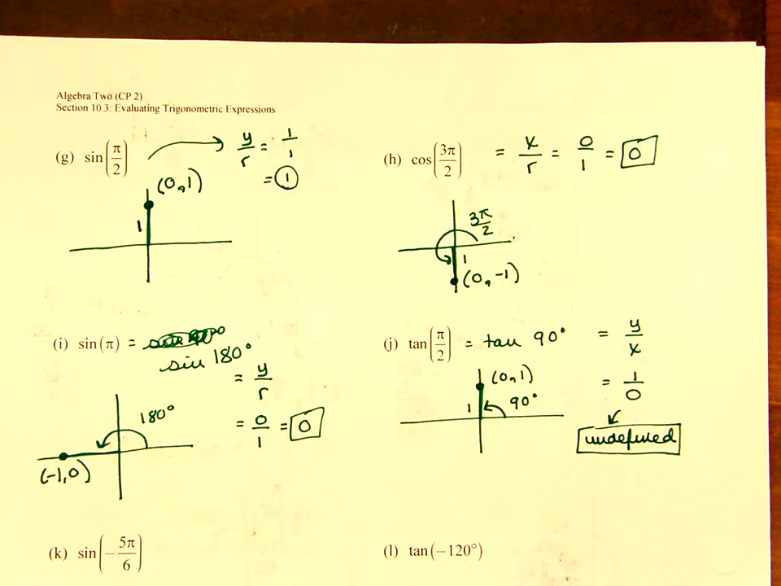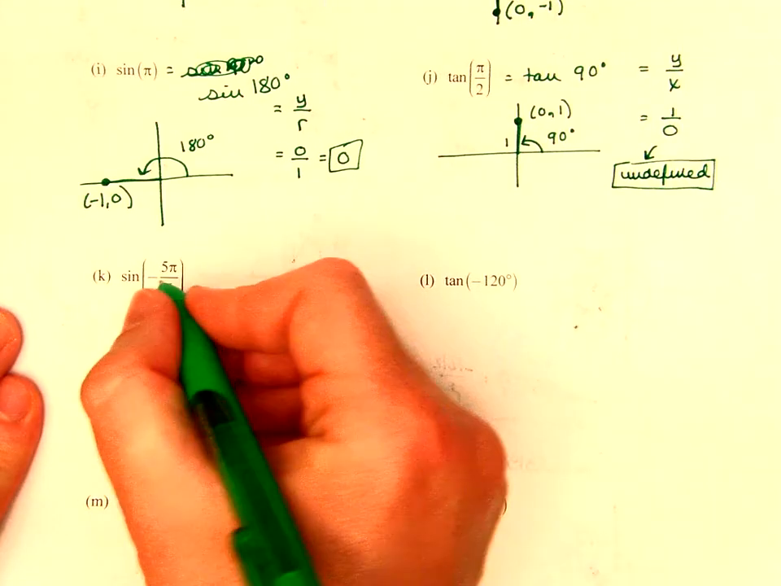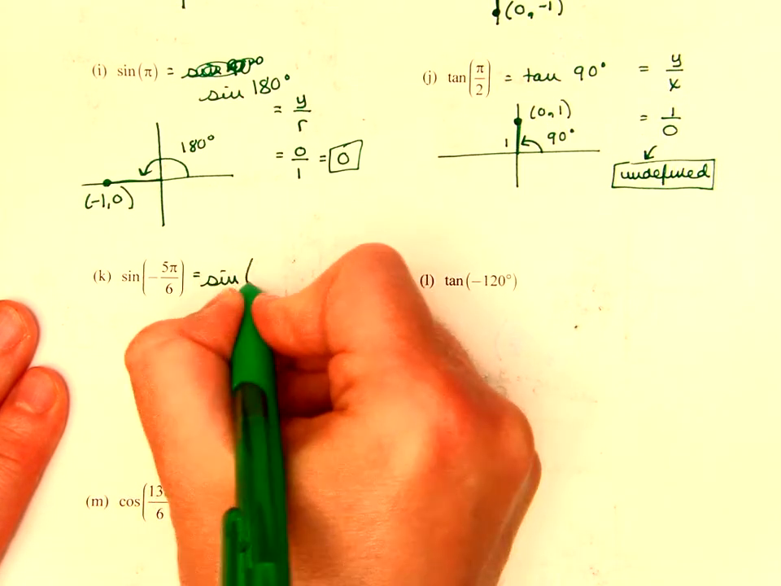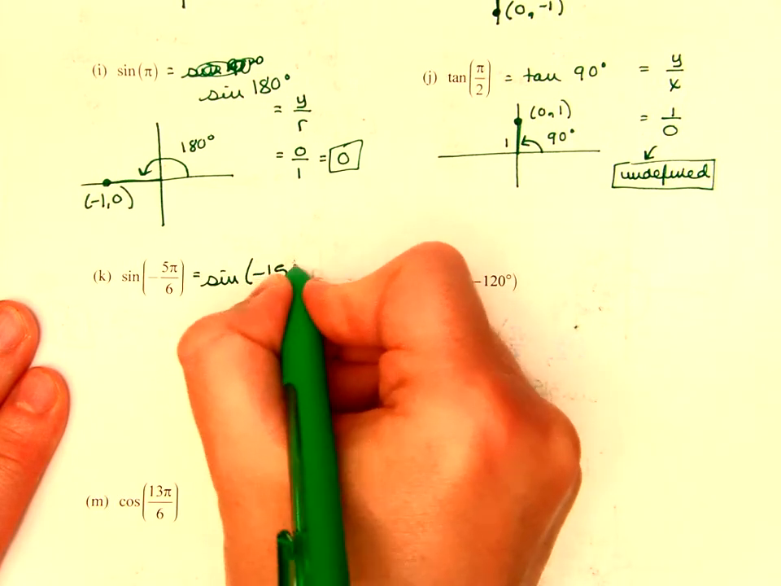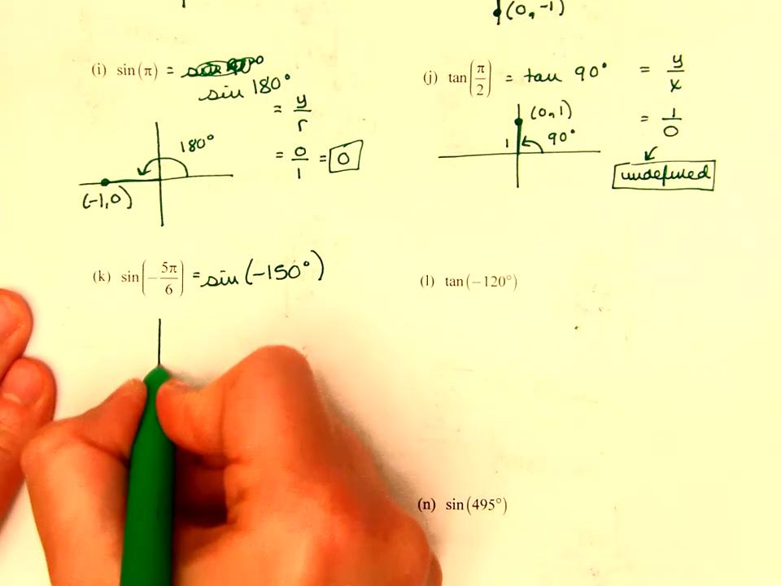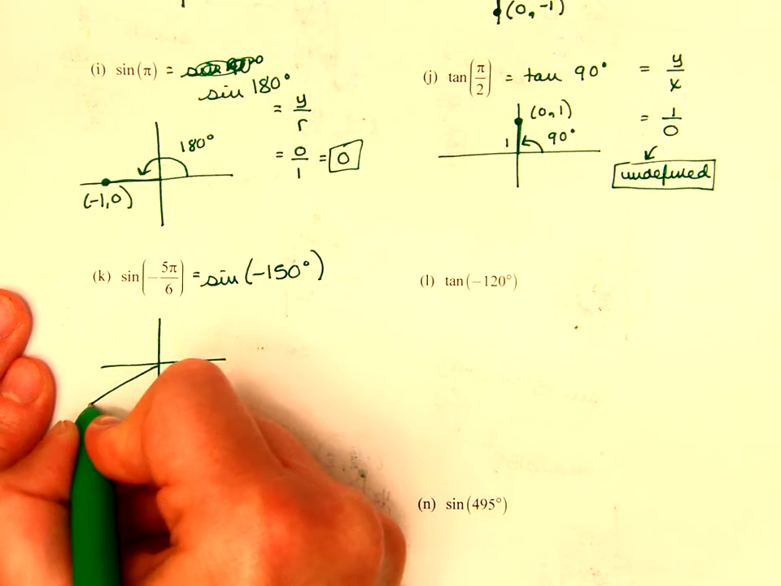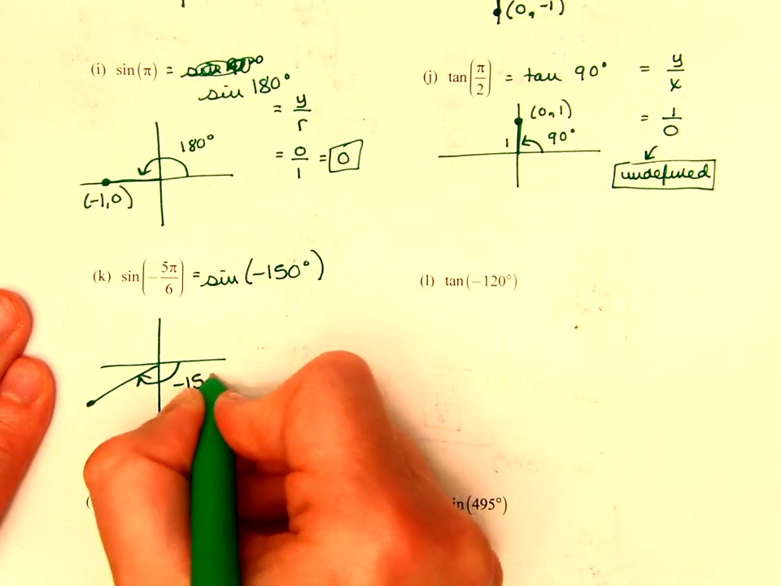I have 2 more variations to show you, 4 examples to take care of those, and then we'll be set. Some negative angles. Well, the sine of -5 pi over 6. I know that 5 pi over 6 is 150, so -5 pi over 6 is -150 degrees. I'm going to draw it out. Let's see, -150 degrees will put me over here. That's -150.